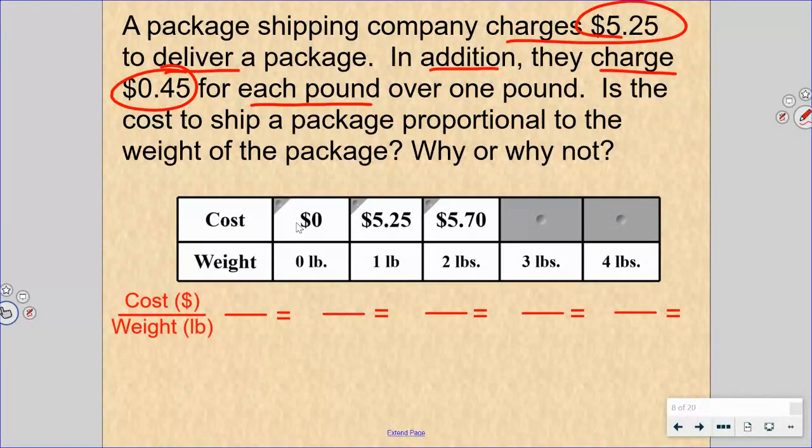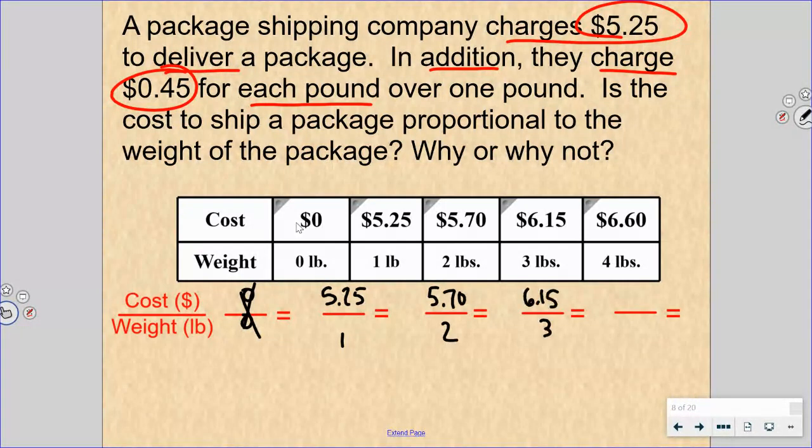And so if we were to add 45 cents for another pound, 45 cents for another pound, we get those relationships. As mentioned before, there's really not much of a point in doing 0 over 0, but let's go ahead and examine the other relationships: $5.25 for 1 pound, $5.70 for 2, $6.15 for 3, $6.60 for 4. Now, I am quite confident that you know how to divide, so I'm just going to go ahead and record my answers right here.